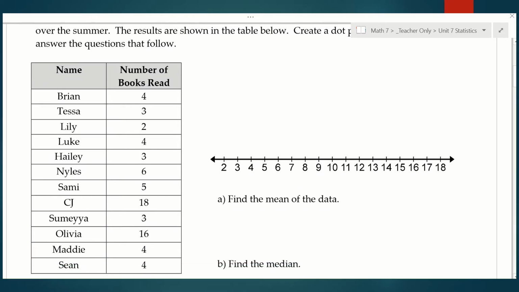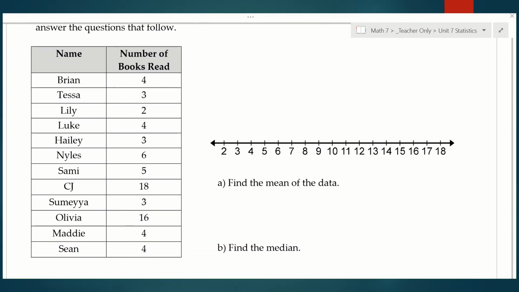Okay, so we can see in our table here the name of each student and how many books they read over the summer. And so what we're going to do is plot all of those data values on our number line. Okay, so we'll go right in order. So it says Brian read 4 books. So we're going to place a dot at 4. Tessa read 3. Lily read 2. Luke read 4. So if there's someone else who also read 4, we stack our dots like this.